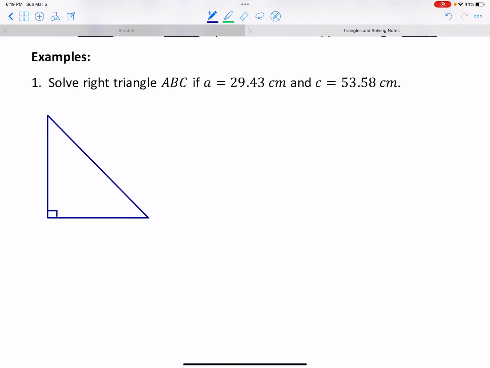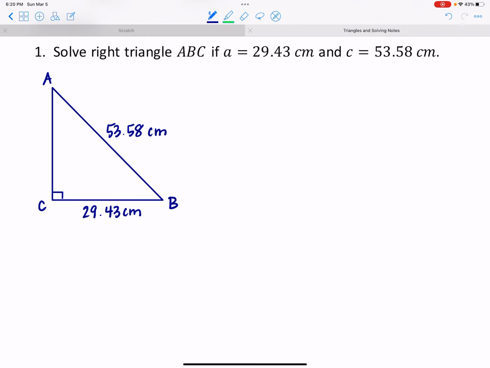I want to label the sides that I'm given and figure out exactly how I'm going to solve for what's missing. So C is our hypotenuse in our right triangle. I'm going to put 53.58 centimeters here. And again, this is going to be angle C. And then the other two are interchangeable, so maybe I just call this one A and this one B. So across from angle A is lowercase a. That's our side length given to us, 29.43 centimeters. And that's all I'm given.